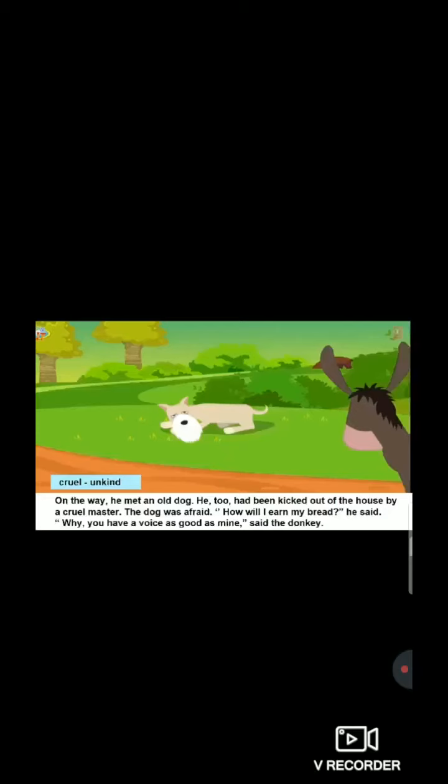Now what the donkey is replying: "You have a voice as good as mine," said the donkey. So what the donkey has said to the dog is that you also have a good voice, just like my voice, it is good. Your voice is also very good. Like that the donkey has replied to the dog.